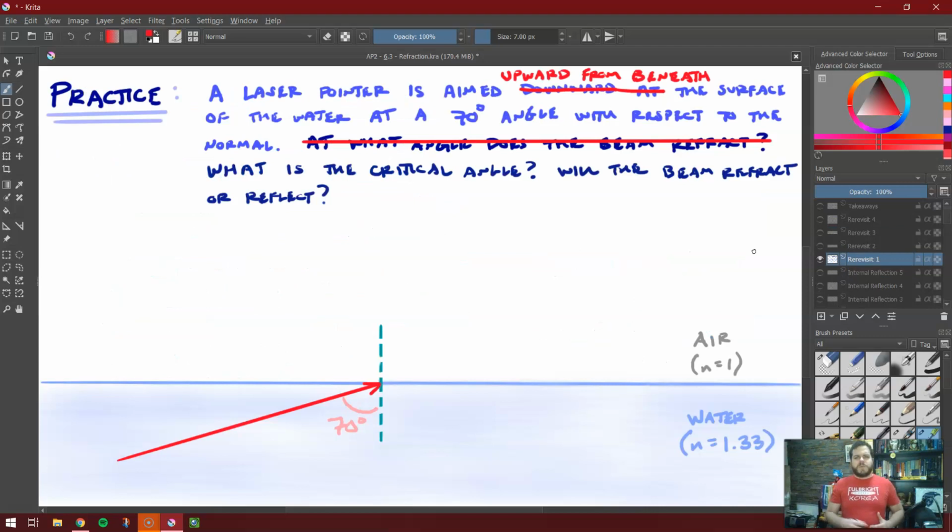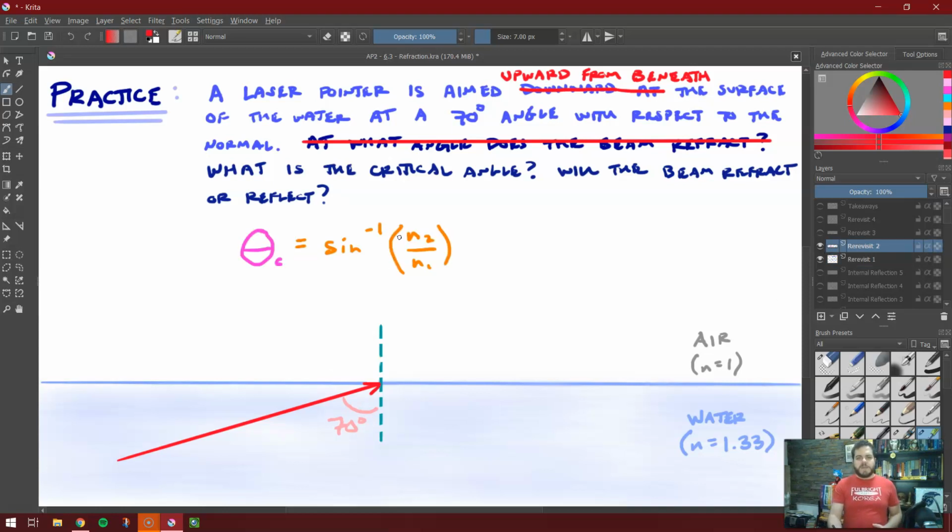So let's go back to this previous problem where we tried to shoot the light ray up at the 70 degree angle, and let's see if that's even possible, because it seems like it's not. So let's figure out what is the critical angle for the light ray going from water to air, and therefore will this beam refract or reflect? And you can probably already guess what's going to happen. But let's go ahead and plug in.